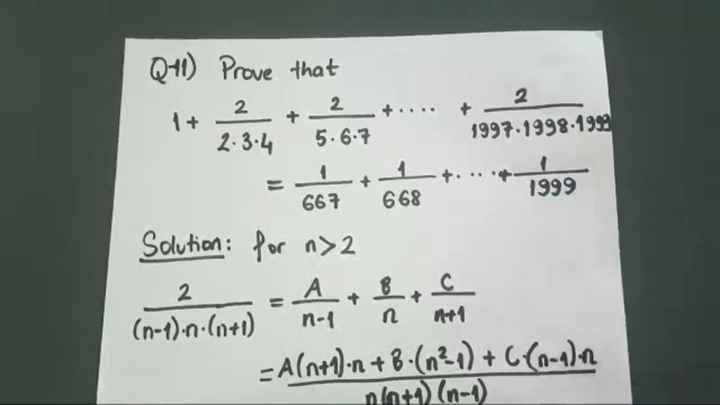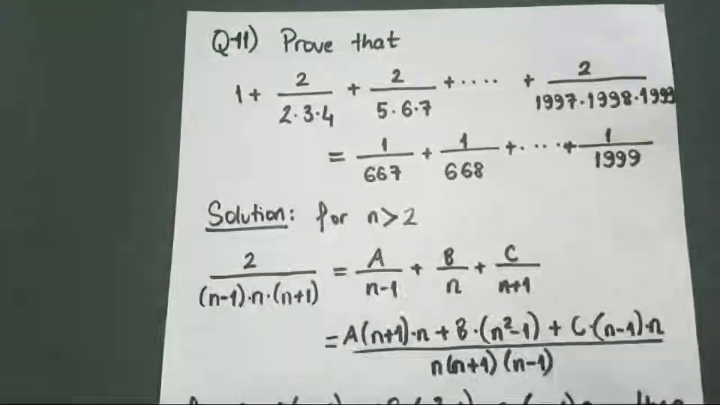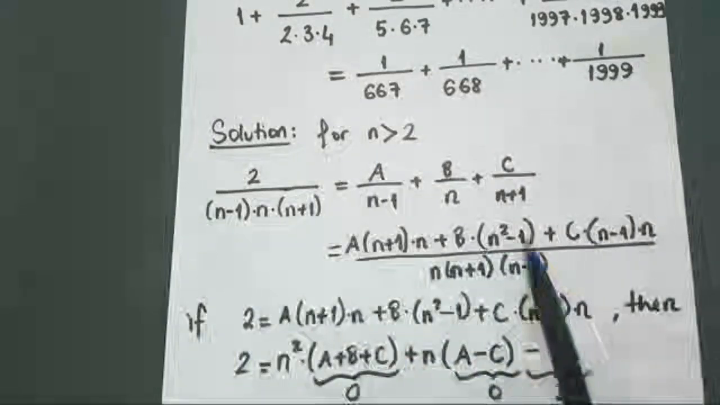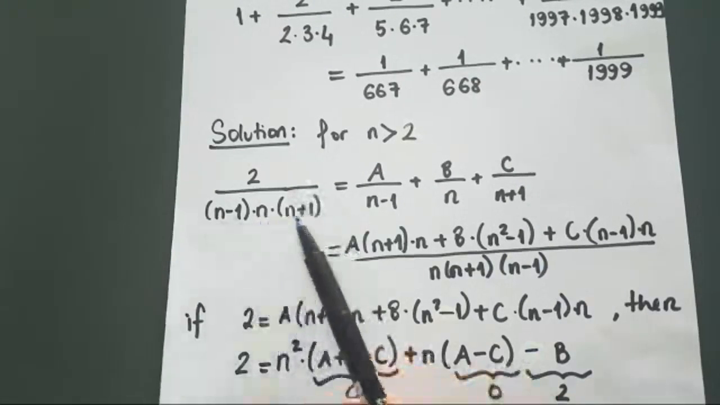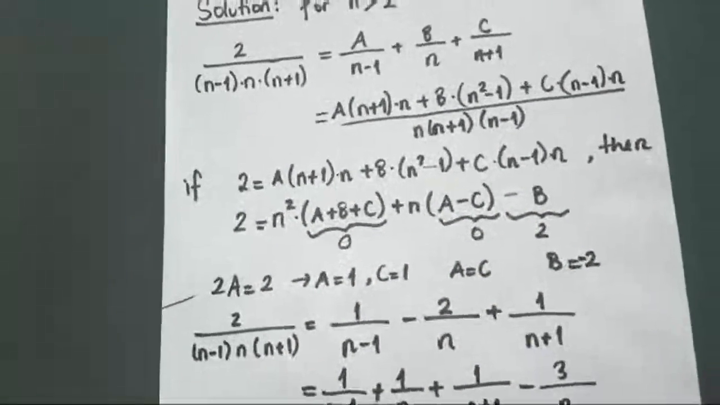Any question? This was a nice question, I think. Maybe most of you can see how to write 2 over (n minus 1) times n times (n plus 1) in this form, but I wanted to explain it once again.